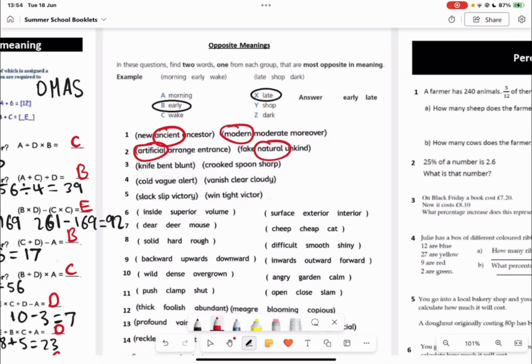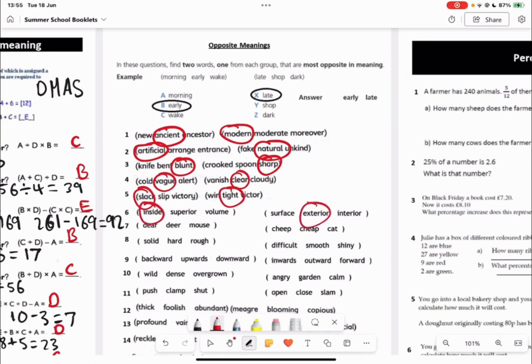Then, question 3. Question 3 will be blunt and sharp. This is looking at the sharpness of something. Question 4 will be vague and clear. Question 5 will be slack and tight. Slack is when something is very loose, whereas tight, well, it's the opposite, where something is very straight and often stiff. Question 6 is inside and exterior. We're looking at something on the inside and then the outside.